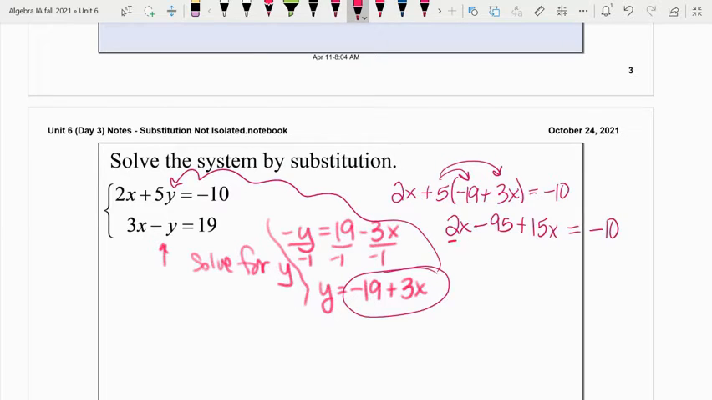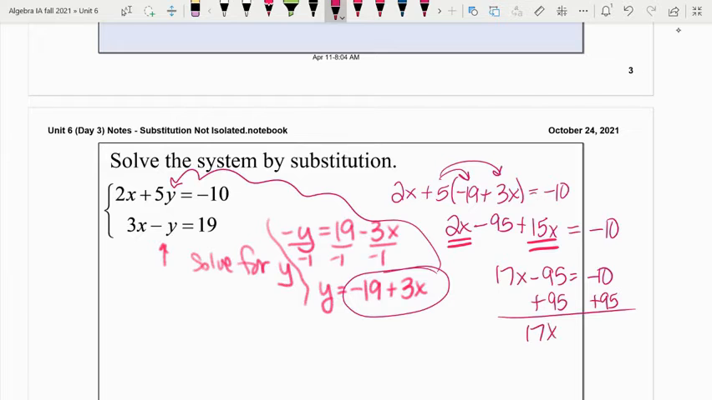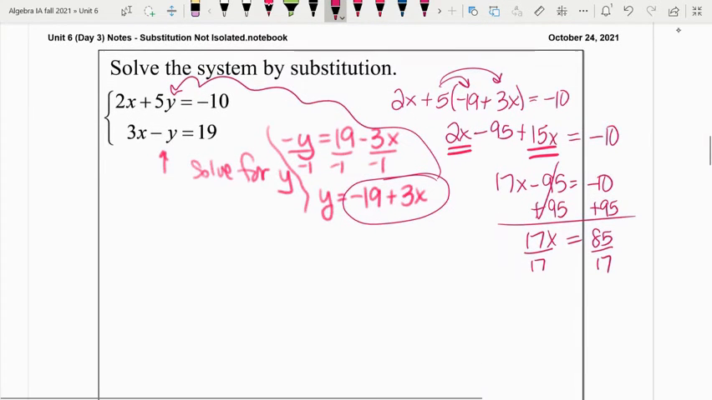You then combine like terms, so 2x and 15x on this side, which gives me 17x minus 95 equals negative 10. Add 95 to both sides. So 17x equals 85. Divide by 17. X equals, so 85 divided by 17 is 5. I'm going to circle that just so I keep track of that.